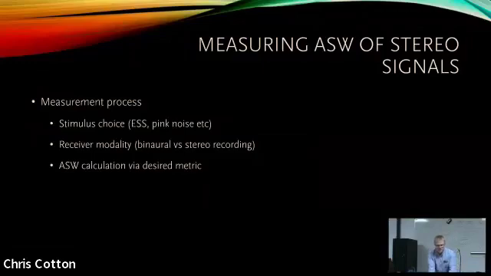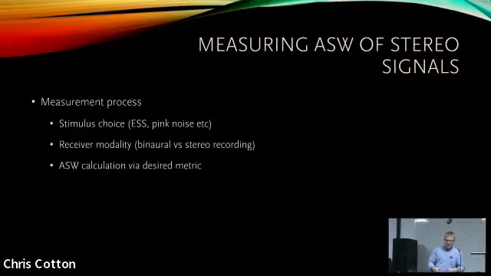So those are some sound examples of just one way that we can directly change ICCC. There are other ways, like using a relative phase shift approach, which is much more of an offline and much more involved process. But in terms of measuring ASW, we have to first consider a measurement process.